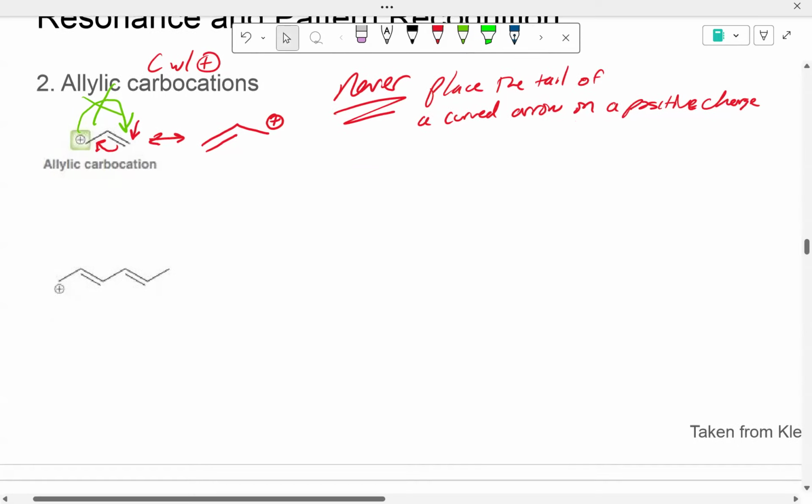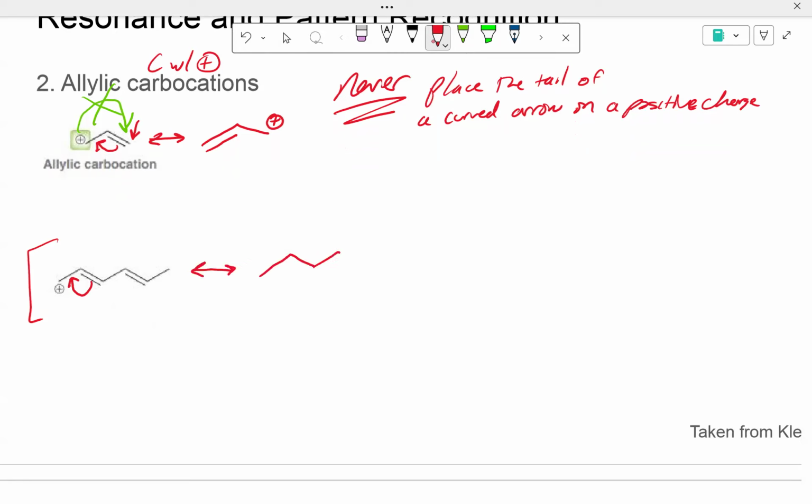Now let's look at this second example. So I'm going to just start here at these pi electrons and move them here like this. So now the positive charge is there. Now I can take the other pi electrons and move them like that. Same movement, just from a different pi bond. And now my positive charge is there.